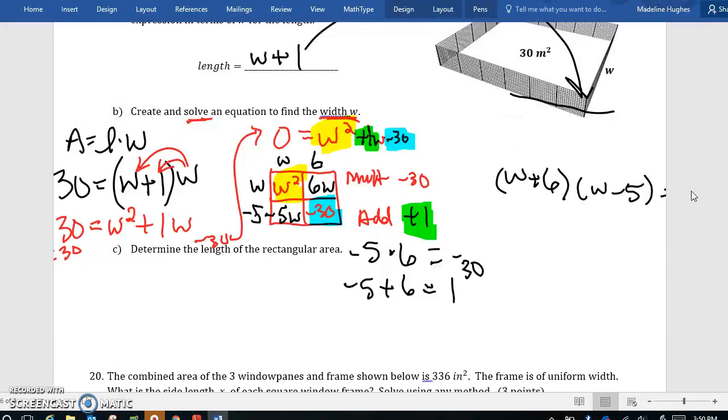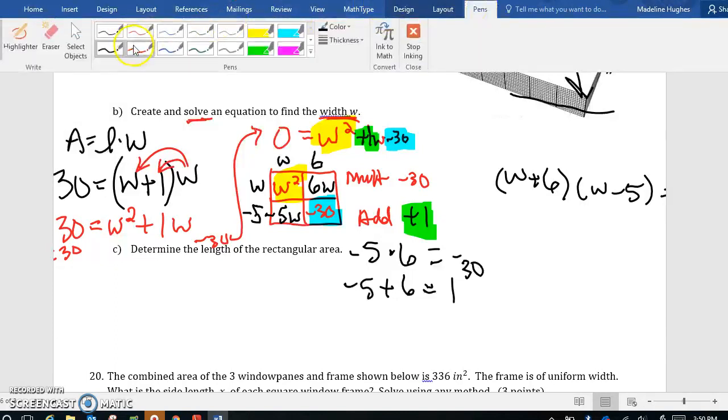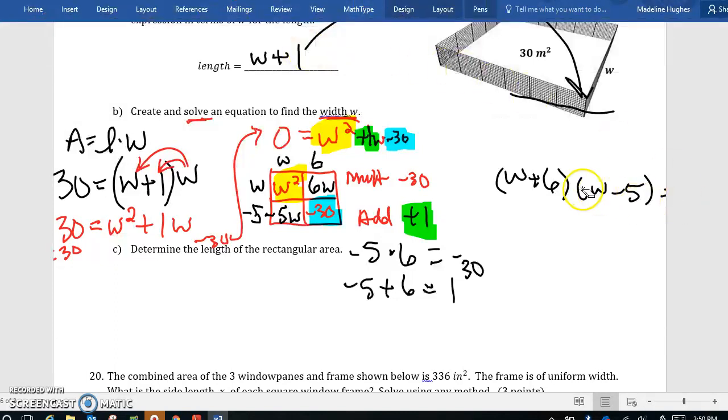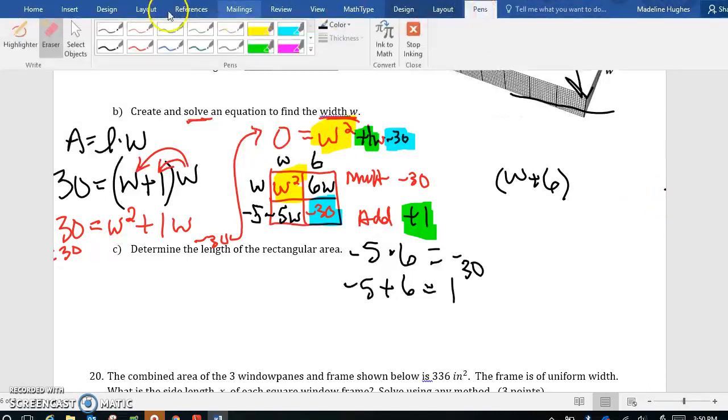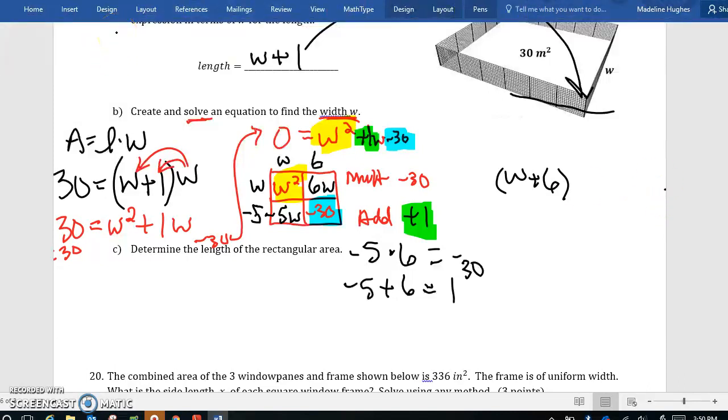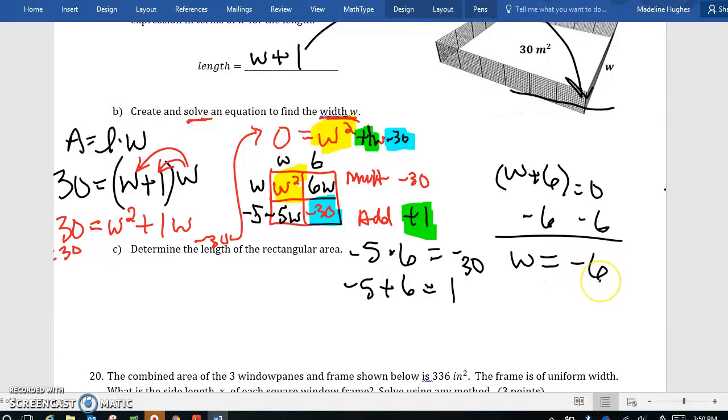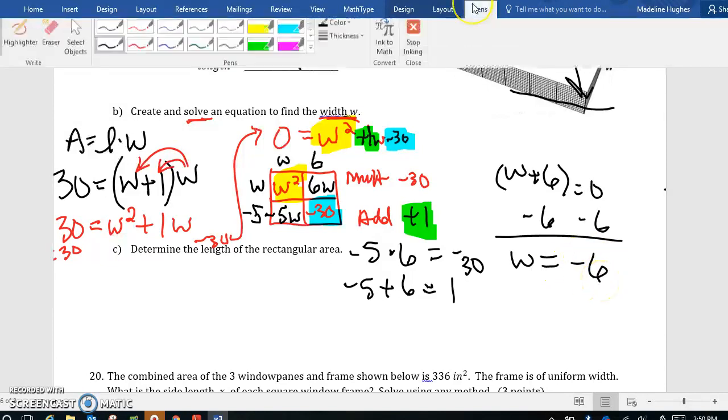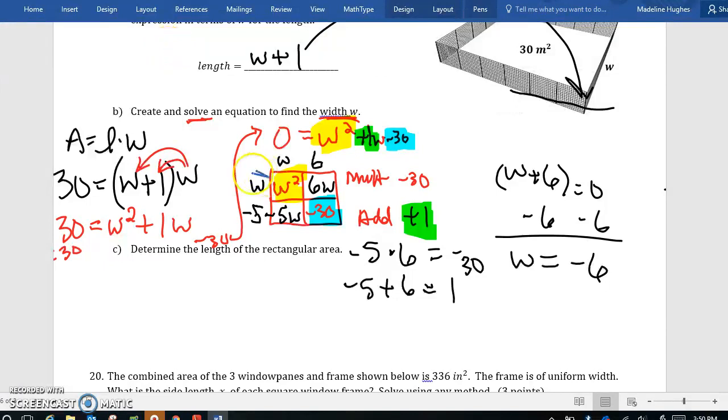I'm going to set each of these equal to 0 and solve. I'm actually going to take a step back. Do one at a time. W plus 6 equals 0. Subtract 6 on both sides, and W is equal to negative 6. If I do that for our W minus 5 factor, W minus 5 equals 0. Add 5 to both sides. We get W equals a positive 5.